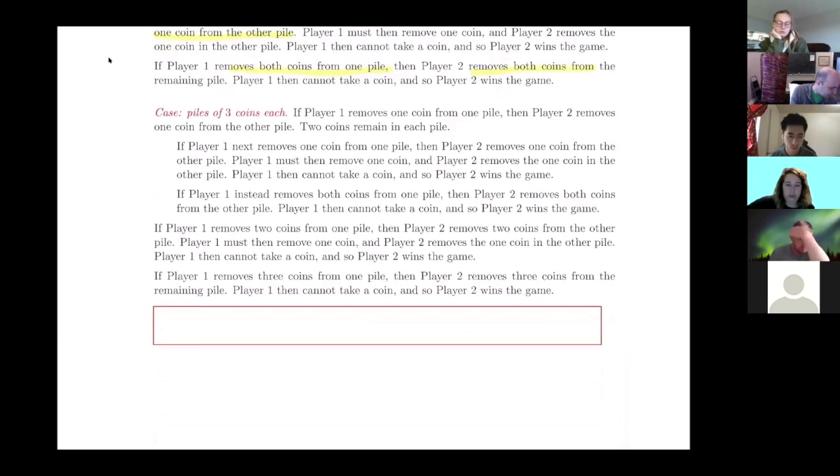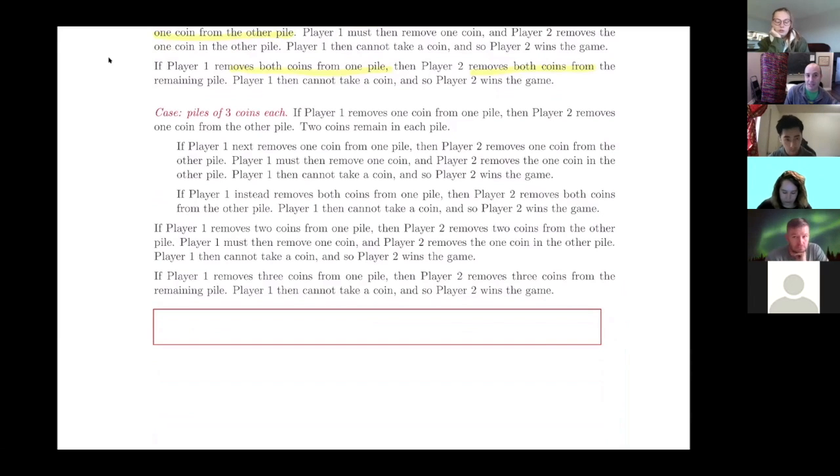Then we can move on and think about what happens in the case of 3. You just need to run through every single possibility of what player 1 can do. Player 1 can either remove 1, remove 2, or remove all 3. Those are their only options. This is almost like a proof by cases. If player 1 removes 1 coin, player 2 removes 1 coin, and there are 2 coins in each pile. Then it breaks down further.